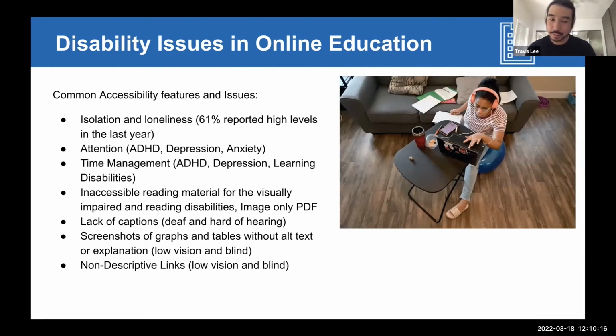A major issue at UCLA and almost all institutes of higher education is the lack of captions. We just don't have the budget to caption at what's called WCAG 2.0 AA level, which is 99% accuracy. We're using a lot of machine captions. I understand if you're doing that; it's better to have machine captions than no captions. In STEM, we have a lot of screenshots of graphs and tables without alt text or any explanation. That's also an issue in a lot of online courses. And non-descriptive links are a problem for low vision and blind users. I'm going to go over that one, which is one of the best practice principles.